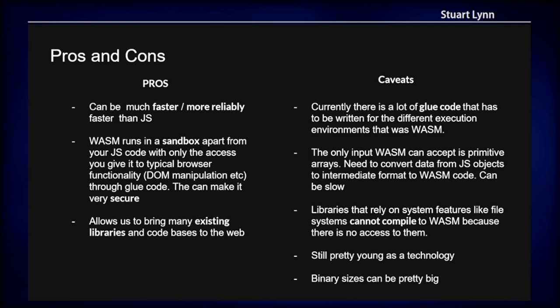And then some libraries can't be compiled to WebAssembly because they rely on things like system features. So if you write something that accesses the Linux file system, that doesn't exist when WebAssembly is running in the browser, and so it cannot compile to that, basically. It means you have to be careful about what you are trying to compile and use in WebAssembly. And it's still pretty young. It's still an evolving technology, so that's a caveat as well.